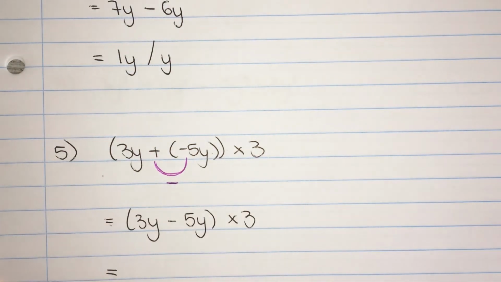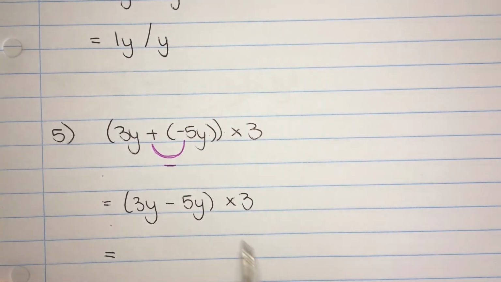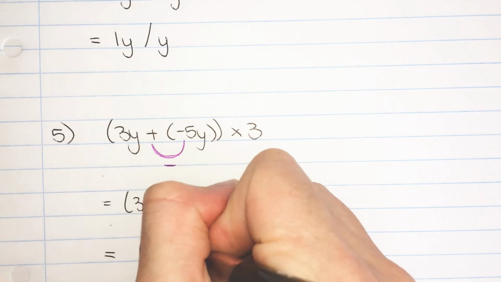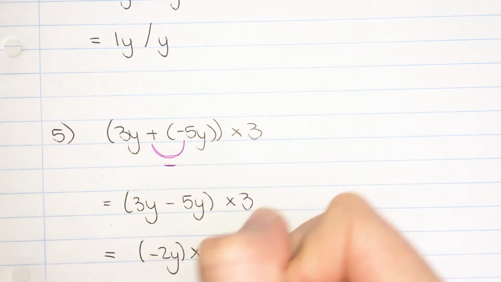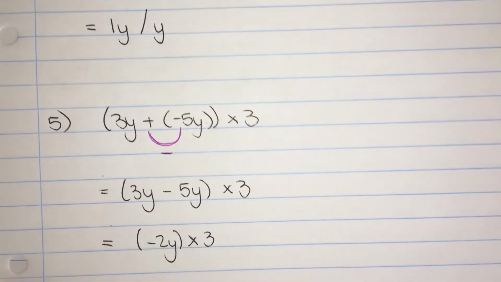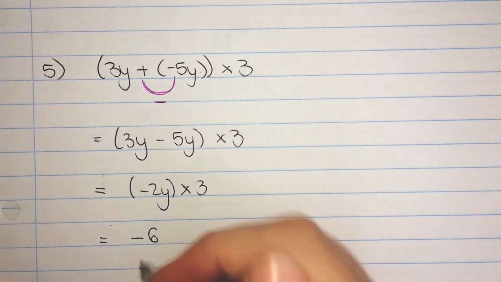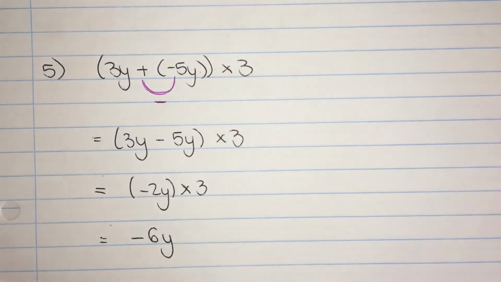Now we have like terms, 3y minus 5y. So 3 minus 5 is negative 2y times 3. Now we're going to multiply. So negative 2 times 3 is negative 6. Because there is only a single y, we will just write y.